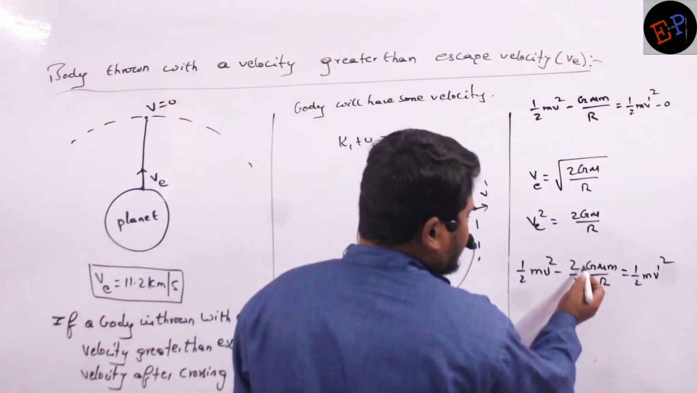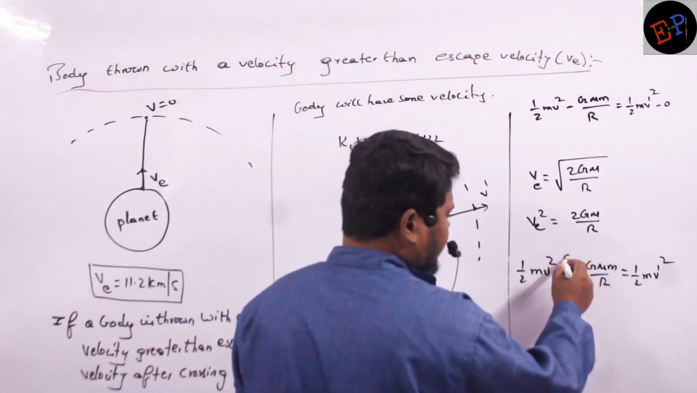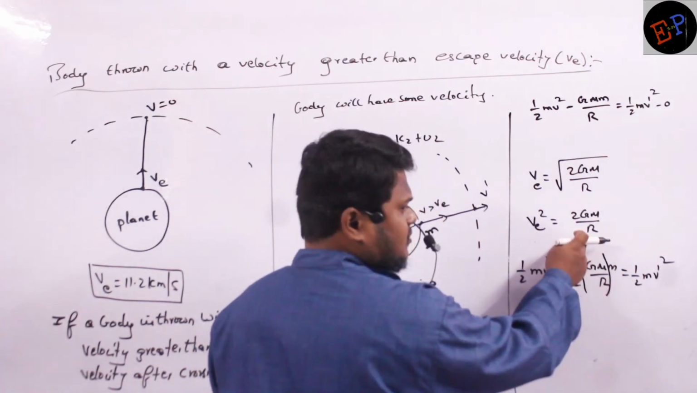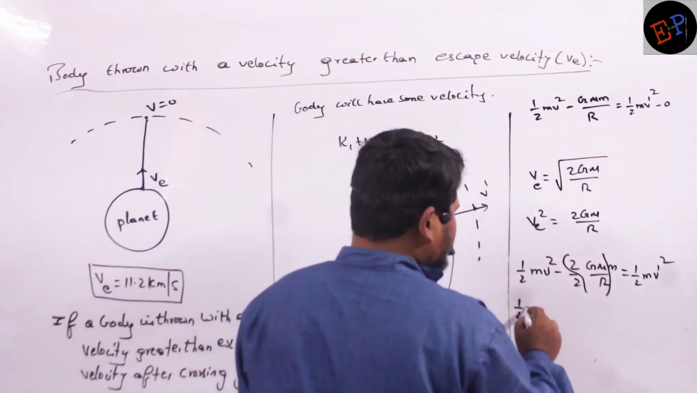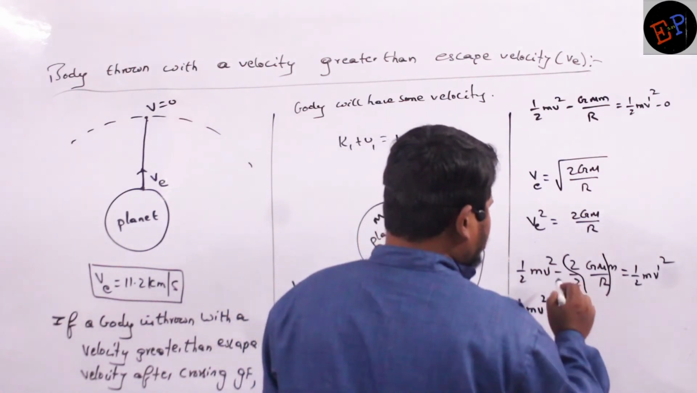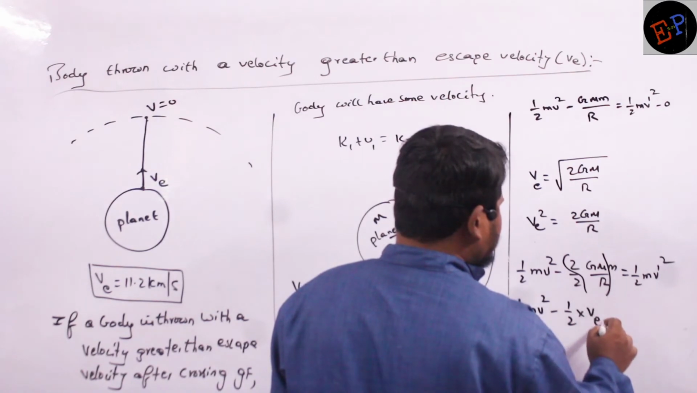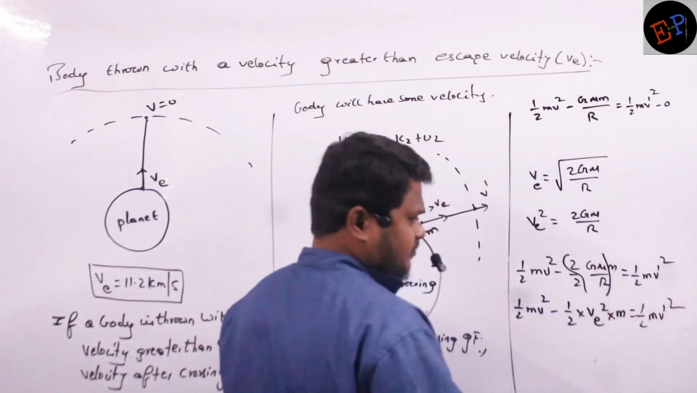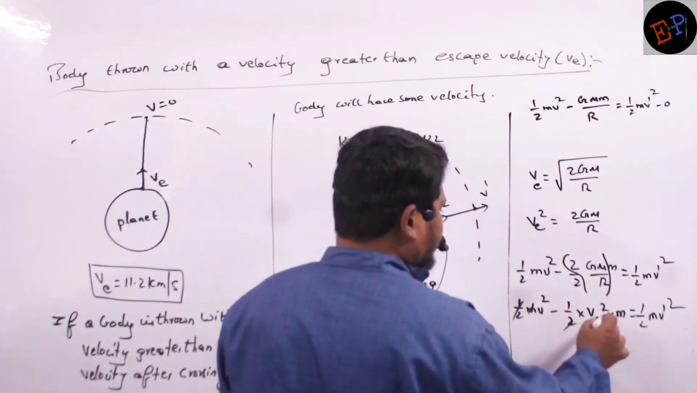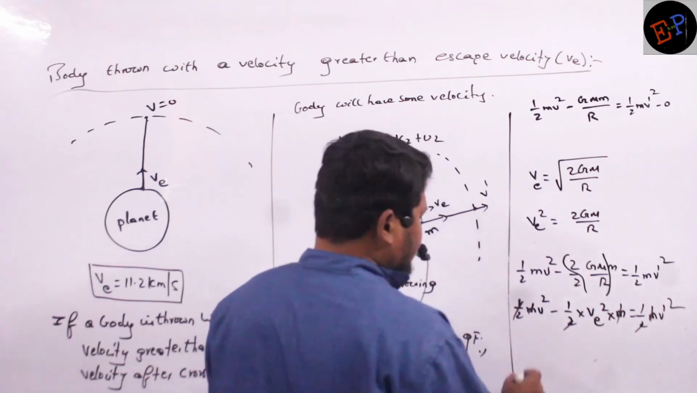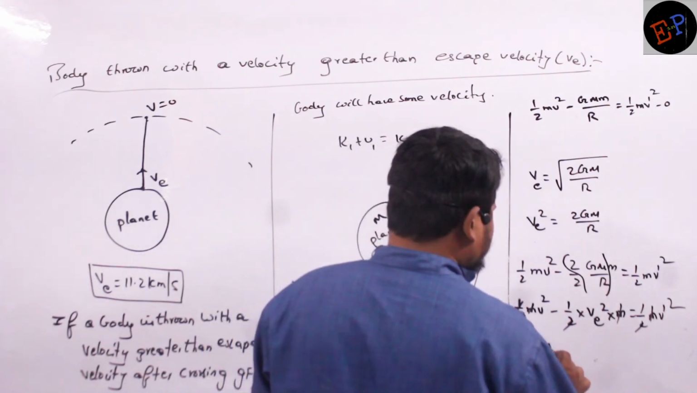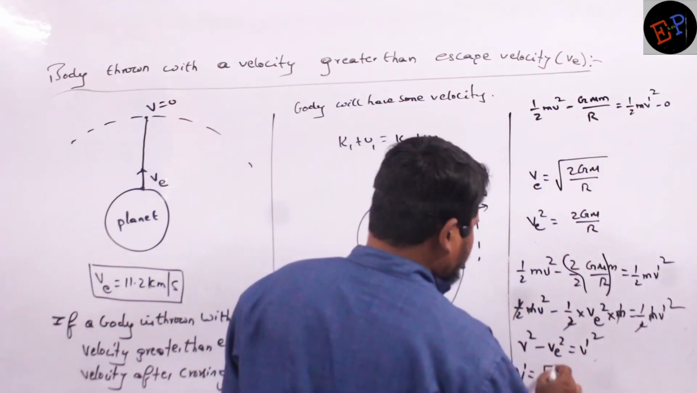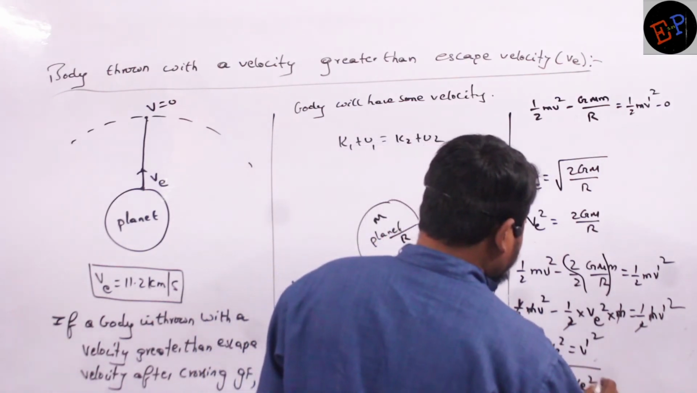But what I will get is 2GM by r, no? So this one I will get. Clear? And what is 2GM by r? VE square. So substitute there. So half m v square minus, there 1 by 2 is present, multiplied by VE square multiplied by m is equal to half m v dash square. So half m will get cancelled. So what I am left with? v square minus VE square is equal to v dash square. So therefore what is v dash? This is equal to square root of v square minus VE square.